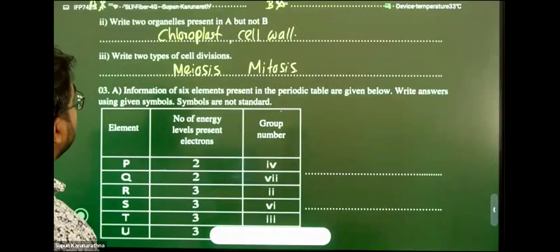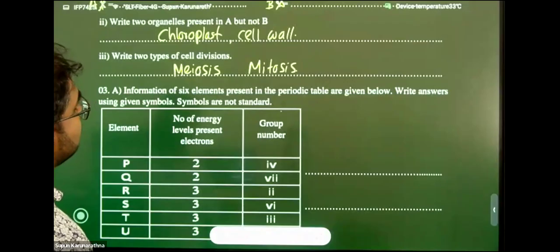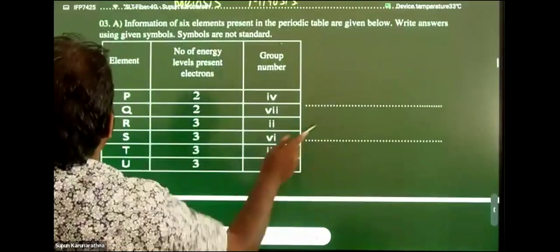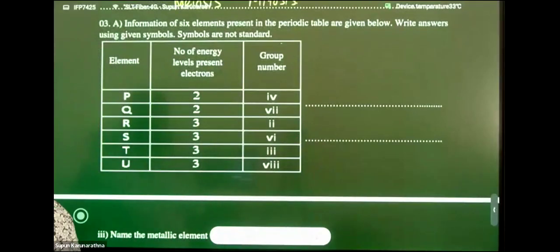Then the information of the elements present in the periodic table is given below. Write the answers using the given symbols.